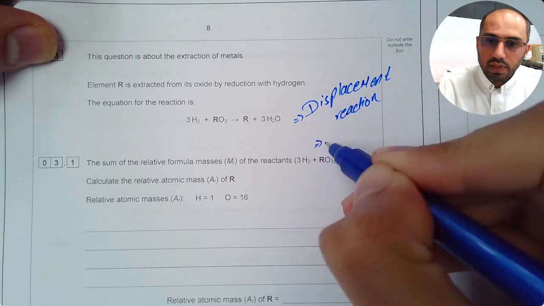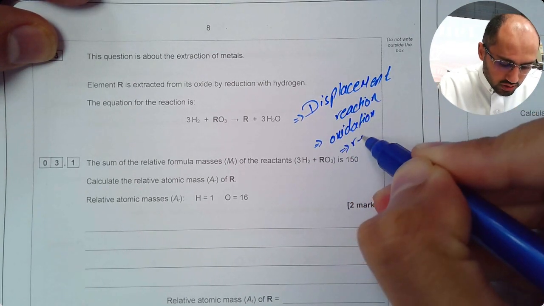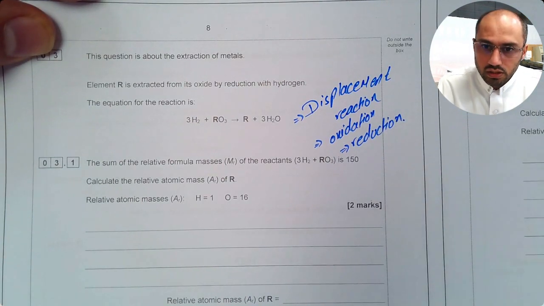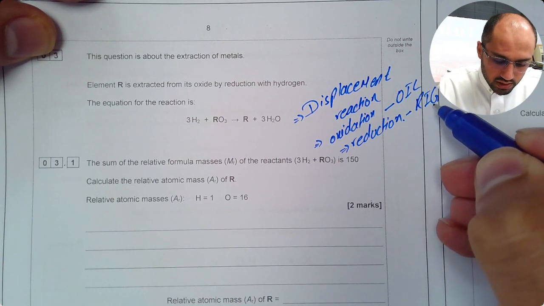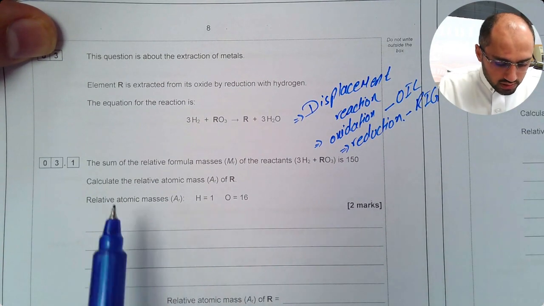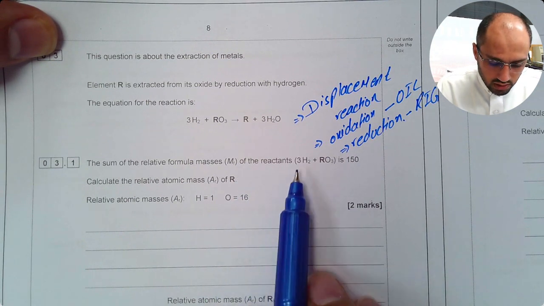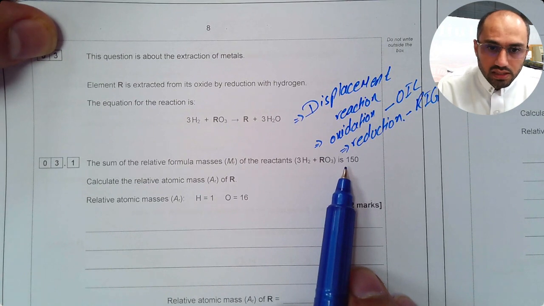So in displacement reaction, you need to remind yourself oxidation and reduction will take place. But oxidation is loss of electrons, whereas reduction is gain of electrons. Now here it says the sum of the relative formula masses, Mr, of the reactants is given to you as 150. Calculate the relative atomic mass of R.